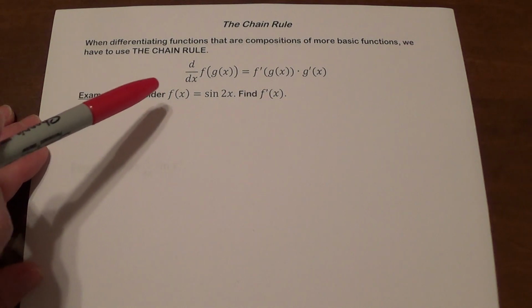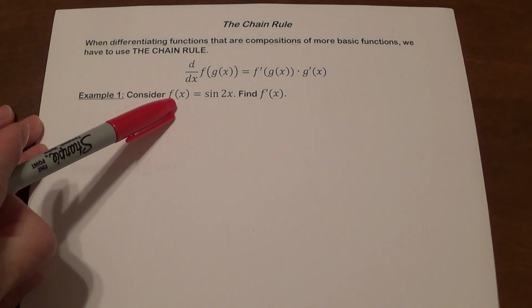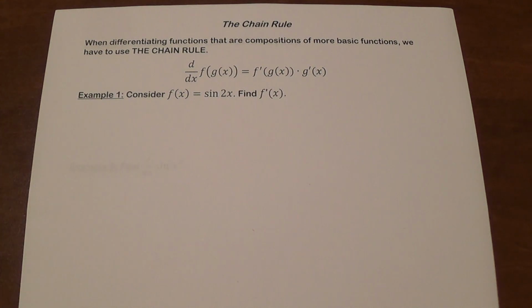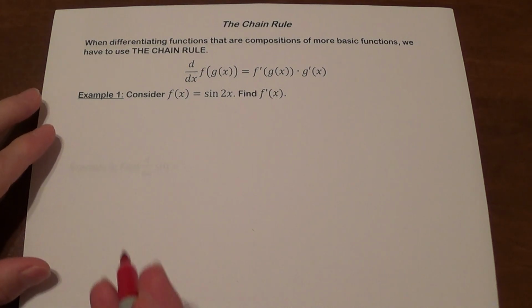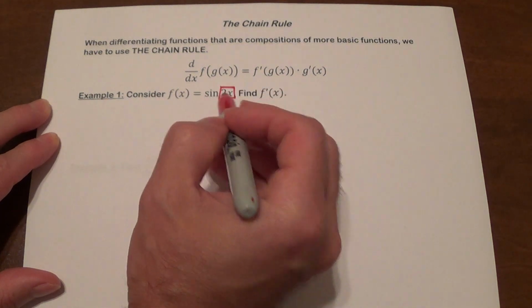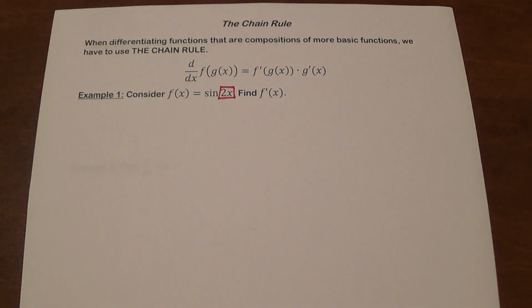Let's take a look at this example. Our f of x is sine 2x, and we're trying to find the derivative here. Now we know the derivative of sine x, but that's the derivative of sine 2x. So what do we have here? We have our inside function, which is 2x, and our outside function is sine x.